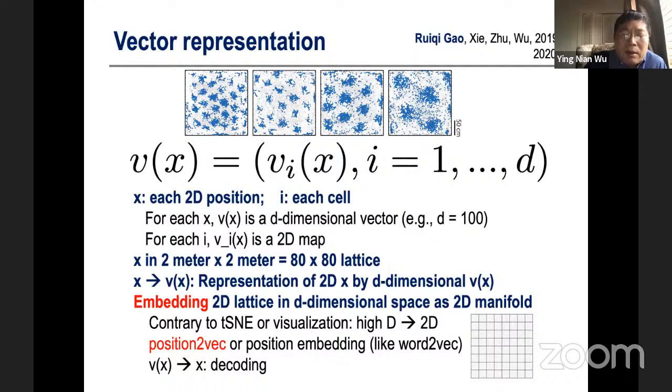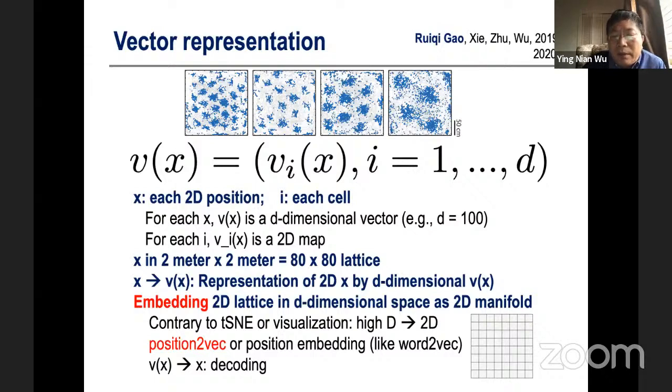You may contrast it with t-SNE, t-distributed stochastic neighbor embedding, which people usually use for visualization. If you have, say, 100-dimensional data, you can embed this 100-dimensional vector into a 2-dimensional screen so that you can visualize it. But here we are doing exactly the opposite. We embed a 2D position in this D-dimensional space.